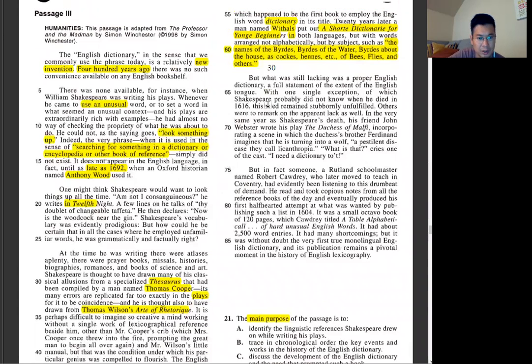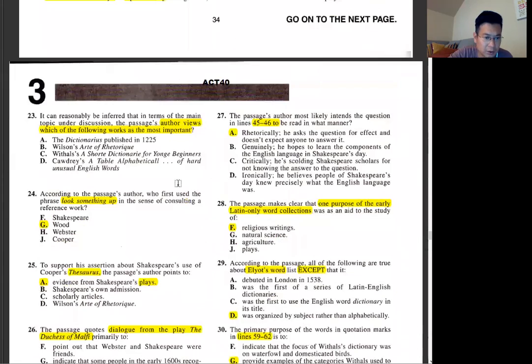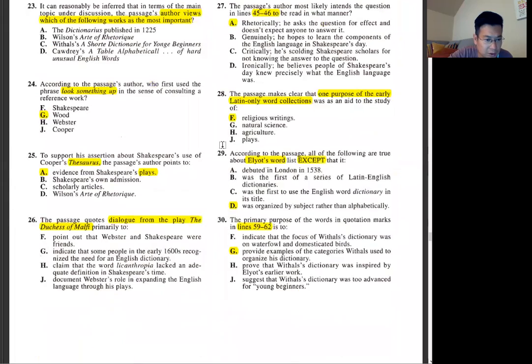And then move on to the next paragraph. But what was still lacking was a proper English dictionary, full statements, extended. This need remained unfulfilled. And in the very same year as Shakespeare's death, his friend John Webster wrote a play. Okay, so I remember there's one question about this. What was it? Oh, here, 26. The passage quote direct play, this is primarily to.